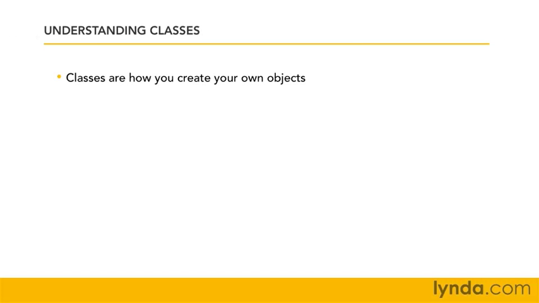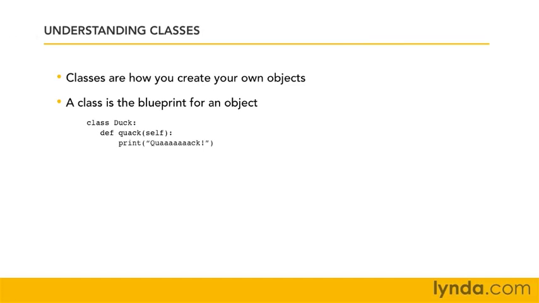Classes in Python are how you make objects. The classes themselves are the blueprint for how an object is created. For example, here's a class called duck, and it implements a couple of methods called quack and walk, so that when you create a duck object, that duck will quack like a duck and walk like a duck, and that, of course, will make it a duck.